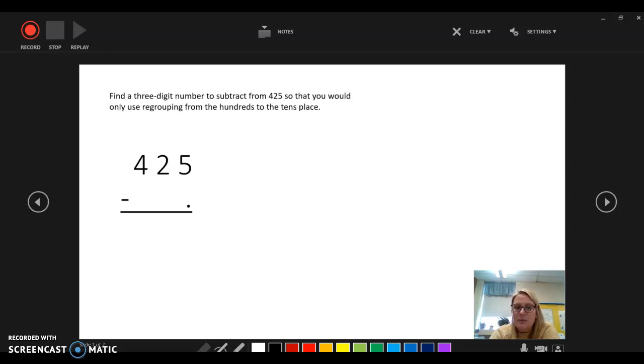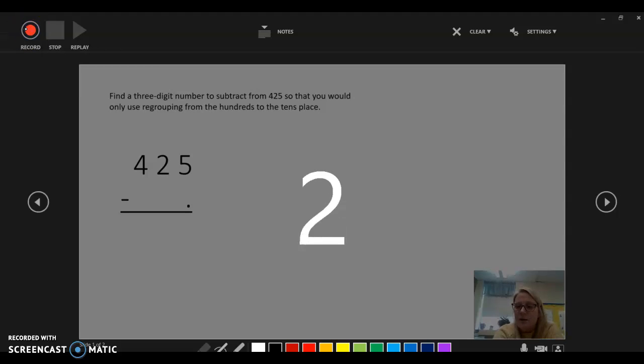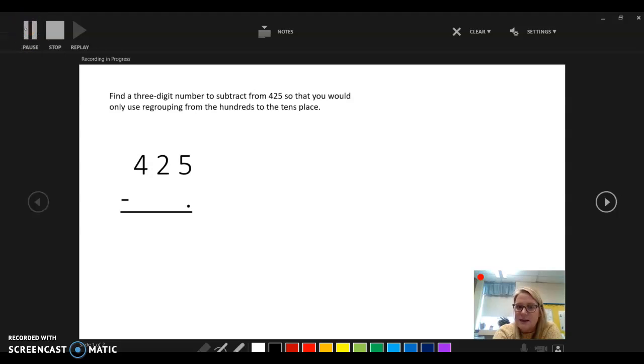You're going to kind of work with your partner and think about how you would explain how you chose the numbers that you chose to subtract to kind of force the regrouping that's described in the problem. When you feel like you have a good explanation that you could use to explain that logic to somebody, you're going to come up to the top and you're going to hit record. You'll see it give you a 3, 2, 1 countdown, and then it's going to be recording you.